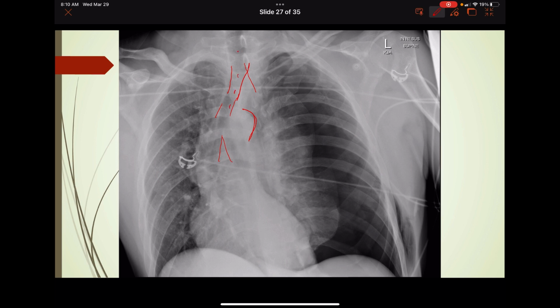B for bones. Look on the patient's right side, ribs look okay. Look on the patient's left. I don't see anything. This here is not a fracture.